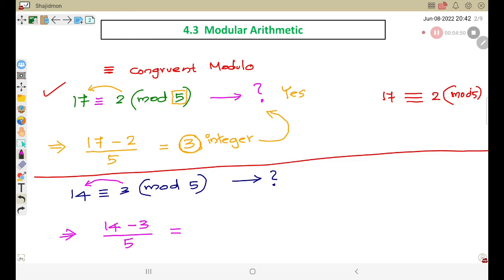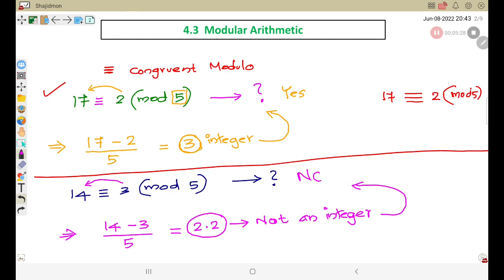14 minus 3 divided by 5, you can check on the calculator. It is not an integer number. You are getting approximately 2.2, a decimal, not an integer. That means 5 does not divide 14 minus 3. It is not an integer, so what we can say is that 14 and 3 are not congruent.